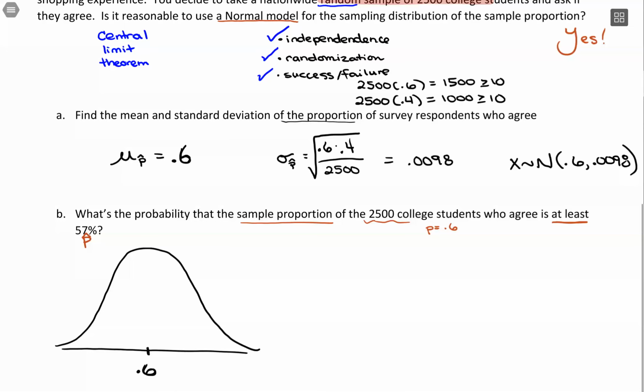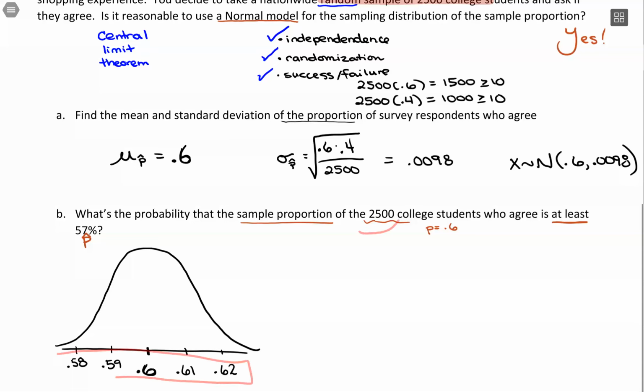If I wanted to, I'm just going to round this a little bit for ease, but I could start to make a number line here. I'm just going to round the standard deviation to 0.01. So this would be 0.61, this would be 0.62, this would be 0.59, this would be 0.58. So then what I get here is the idea of how these samples would distribute.